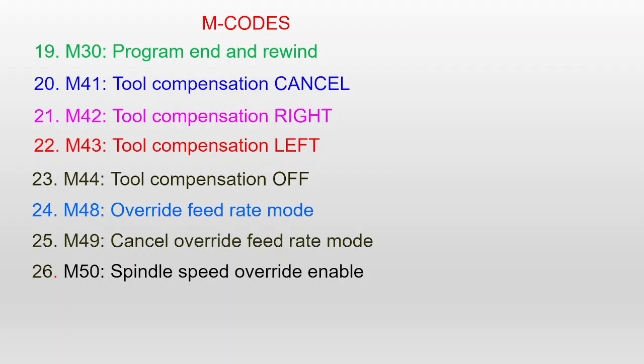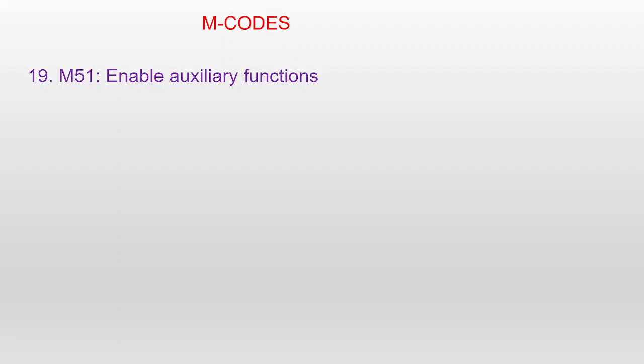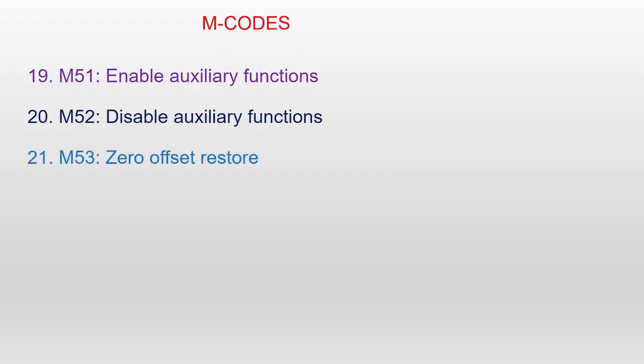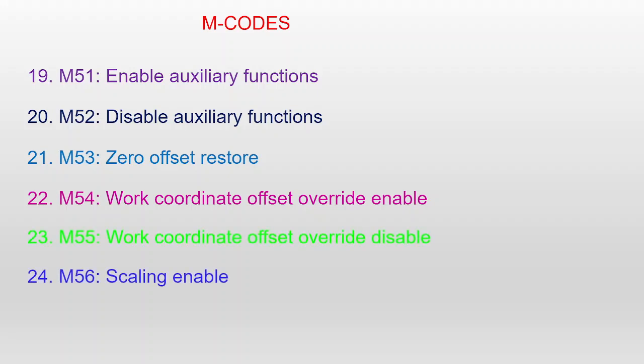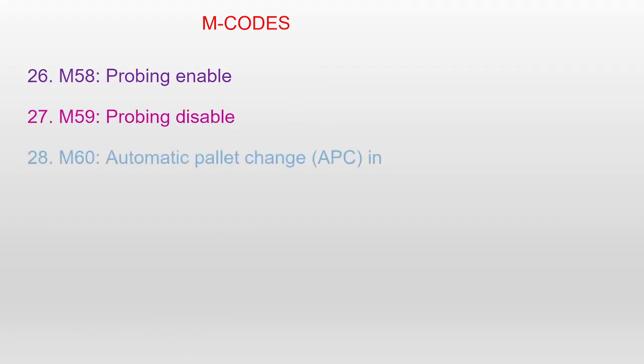M50, spindle speed override enable. M51, enable auxiliary functions. M52, disable auxiliary functions. M53, zero offset restore. M54, work coordinate offset override enable. M55, work coordinate offset override disable. M56, scaling enable. M57, scaling disable. M58, probing enable. M59, probing disable.